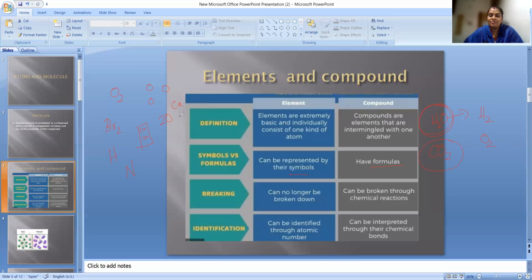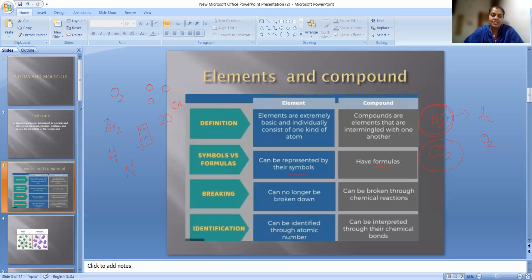So from the atomic number we can easily identify an element, but we cannot identify a compound from the atomic number. We name a compound based on its bonding. Based on the different types of bonding we identify a compound, which you will learn in the higher classes.